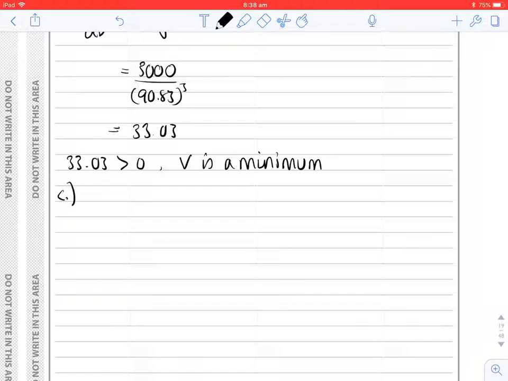Part C, state one limitation of this model. Well, quite obviously, you wouldn't expect to be able to drive at that constant speed for the entire journey.